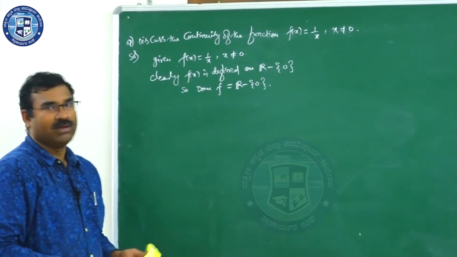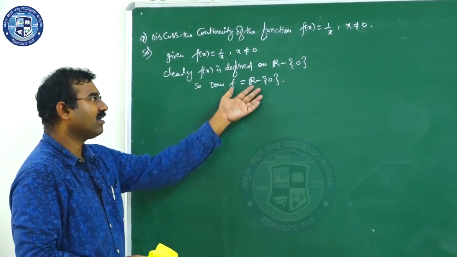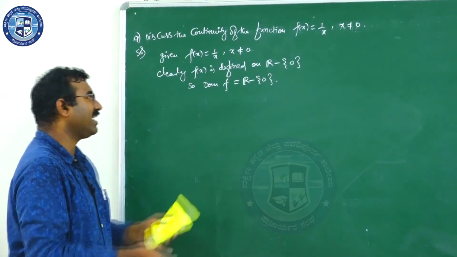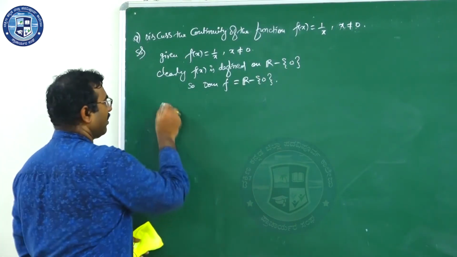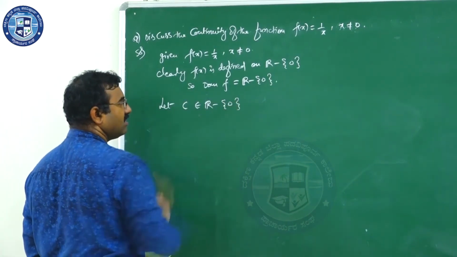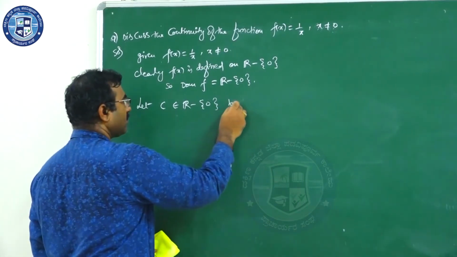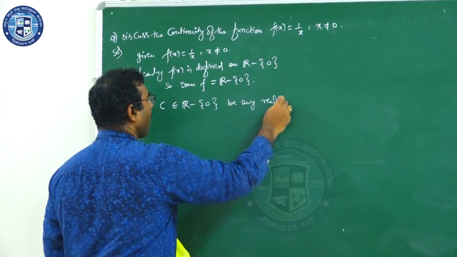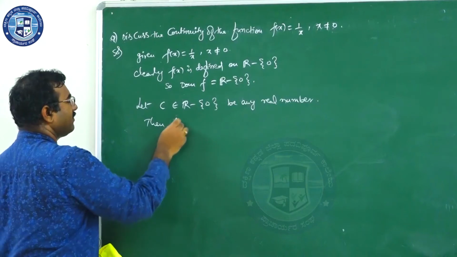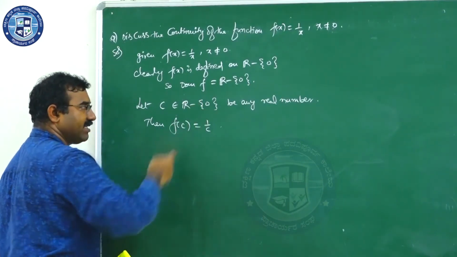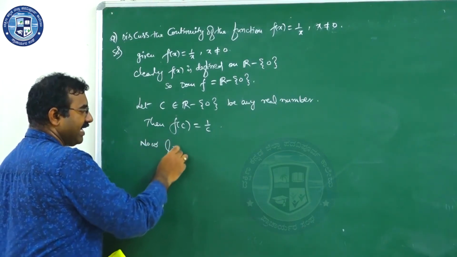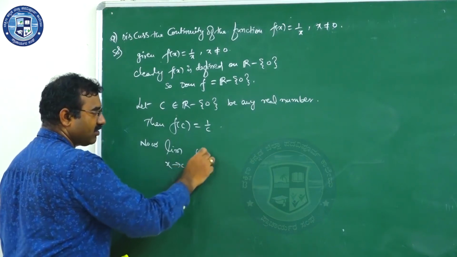So then we have to work out whether the function is continuous on R minus singleton 0 or not. That means we take some non-zero real number. Let c belong to R minus singleton 0 be any real number. Then what is f(c)? f(c) becomes 1/c. So now we will work out the limit also. Now limit x tends to c, f(x).